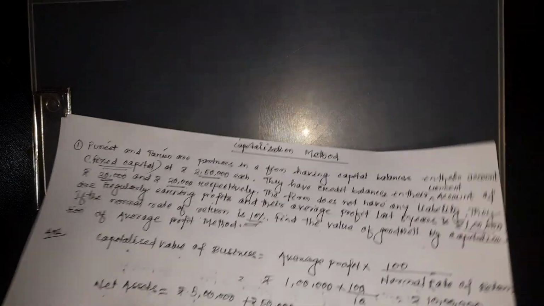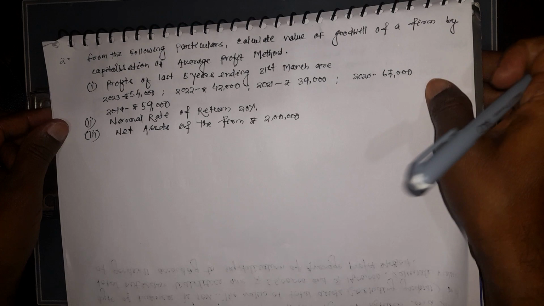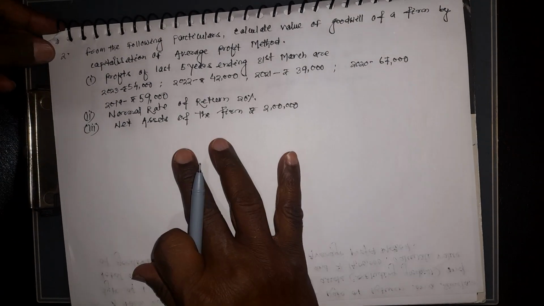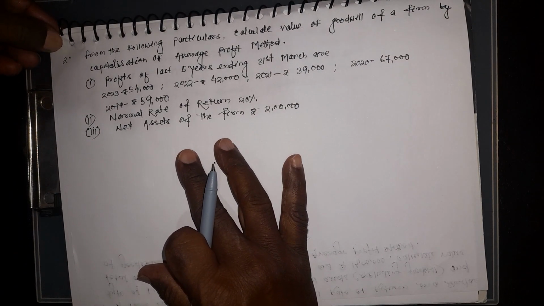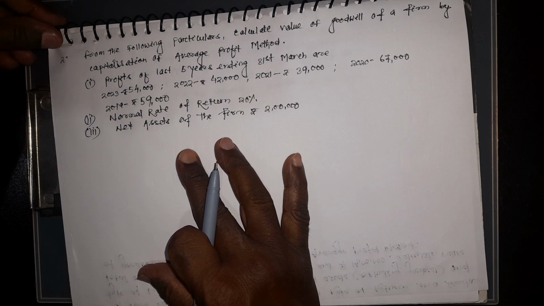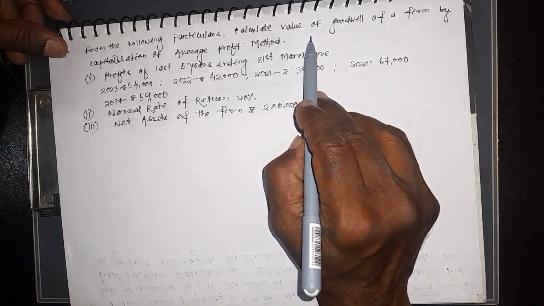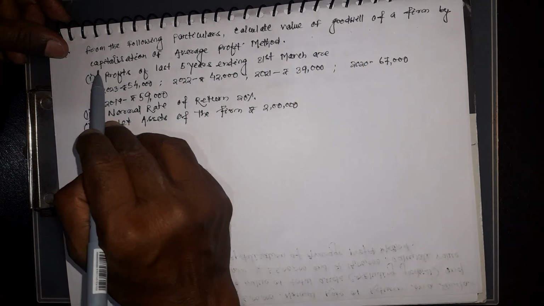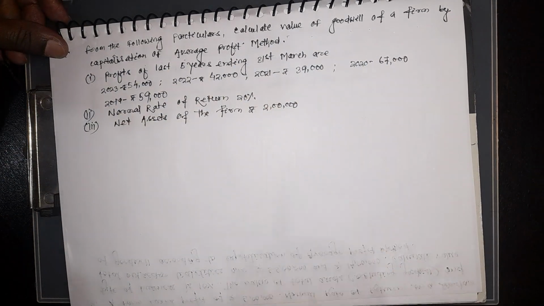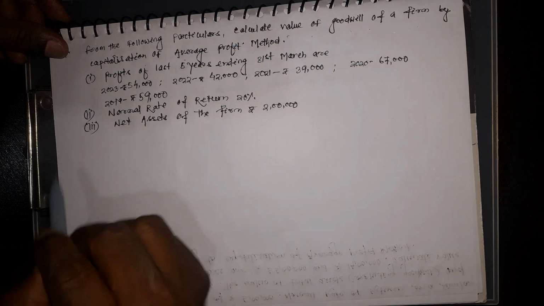Clear? So one more question about the calculation of goodwill under the capitalization of average profit method. Here it is written, from the following particulars, calculate value of goodwill of the firm by capitalization of average profit method. First, what information is given?